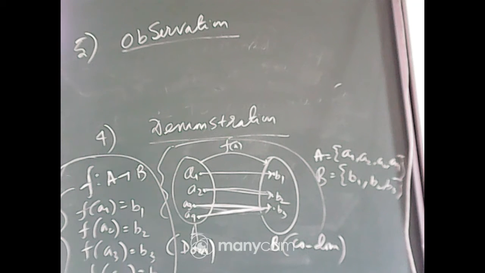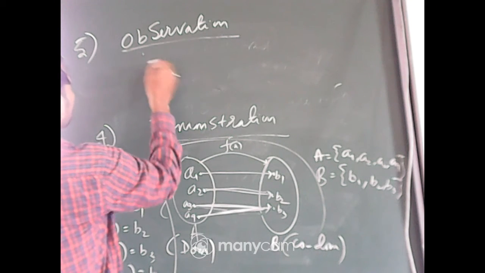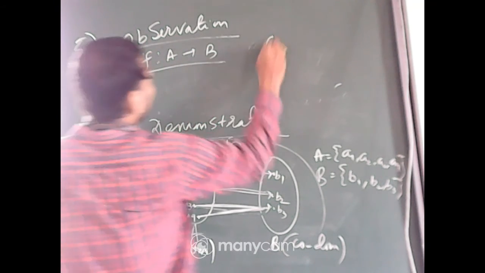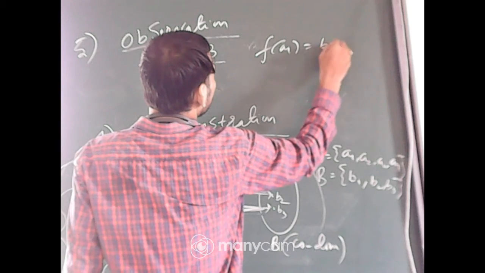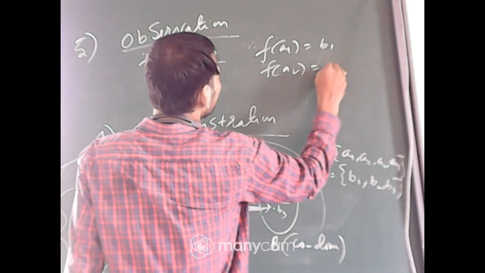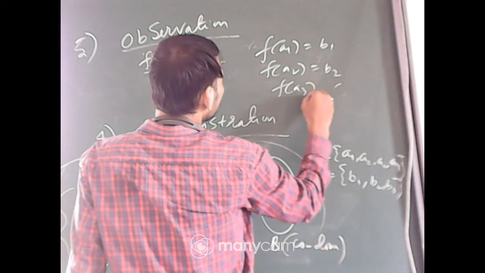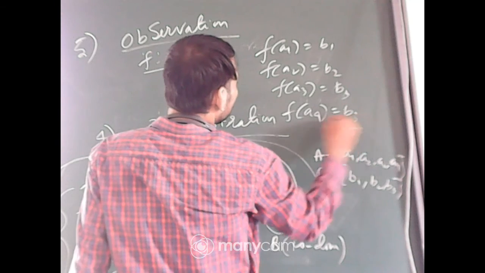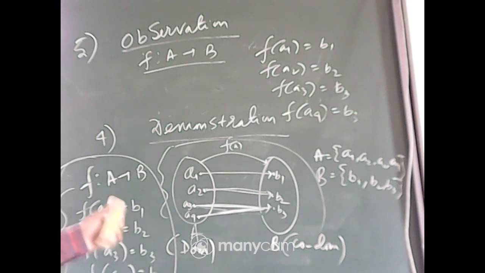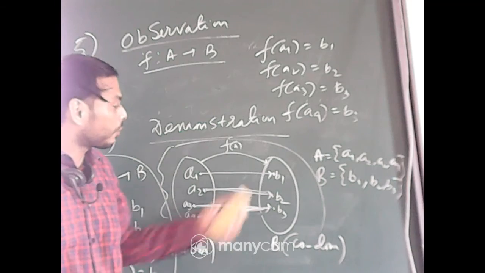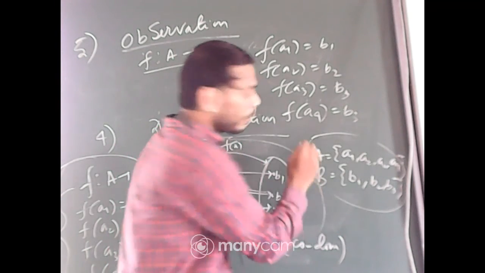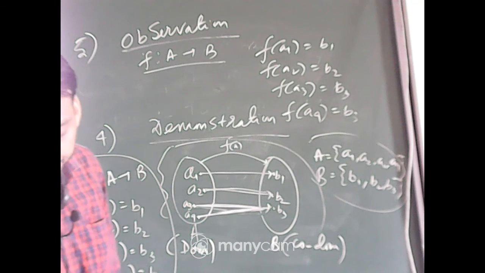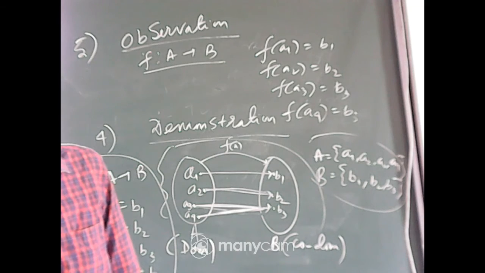So what we have observed here is that in that function f from A to B, f of a1 equals b1, f of a2 equals b2, f of a3 equals b3, and also f of a4 equals b3. Both a3 and a4 go to b3. That's why it is many to 1. That means not 1-1 but onto, because it covers all the points of the codomain. So this will be the observation. Okay, the fifth point. Can you understand the point observation?